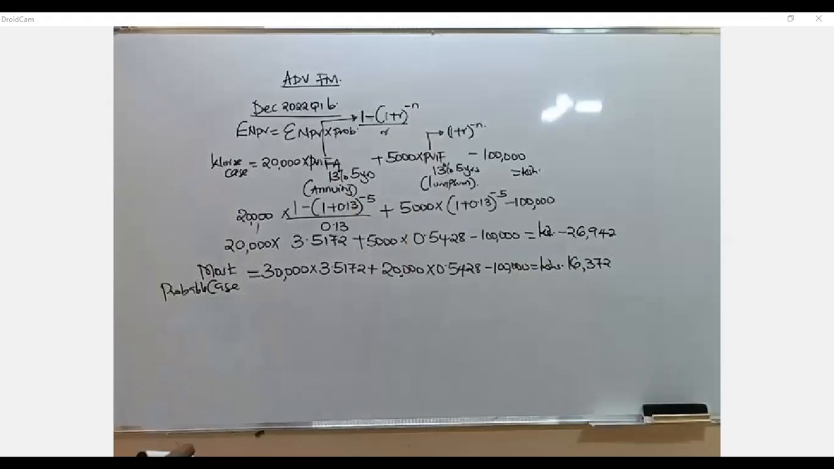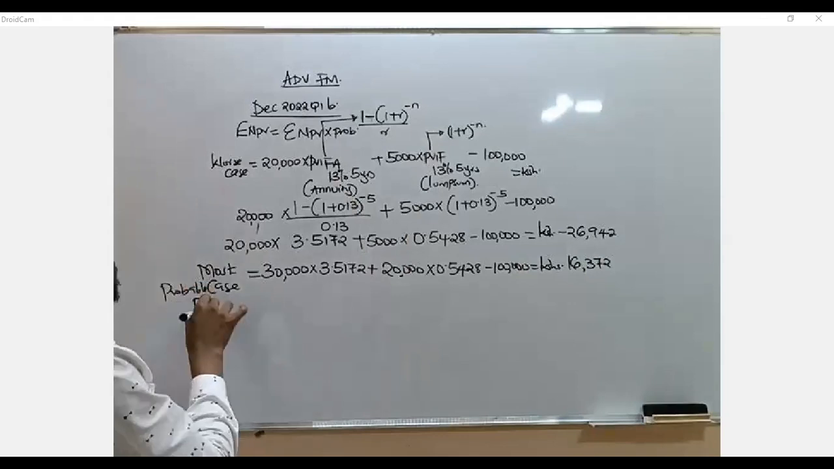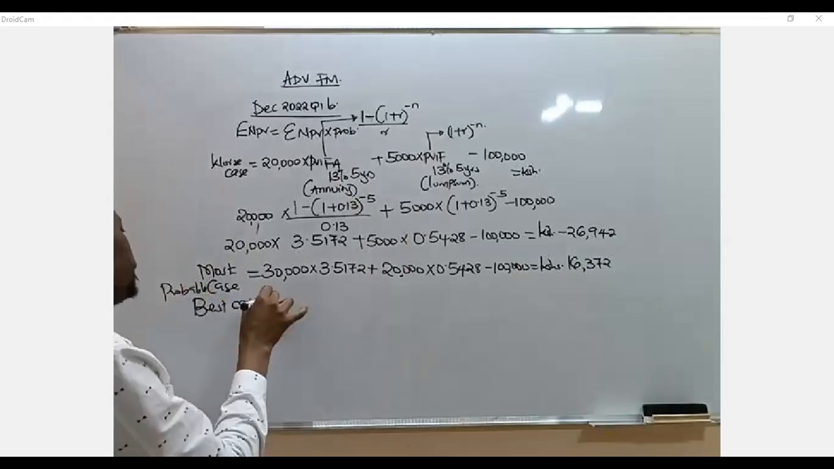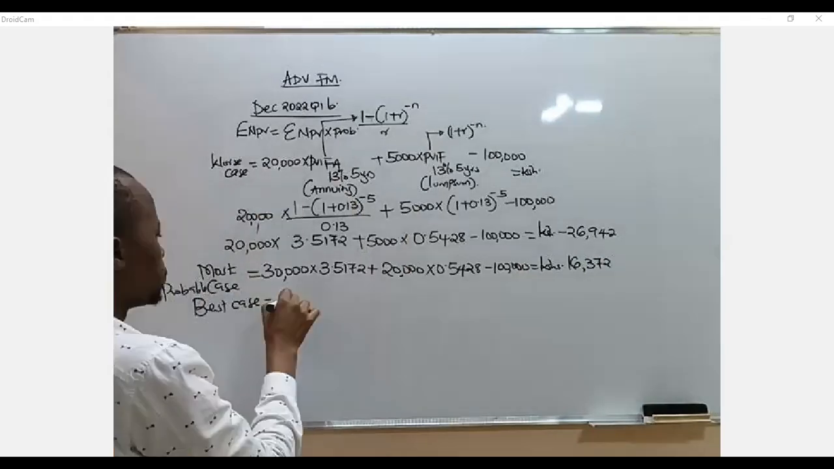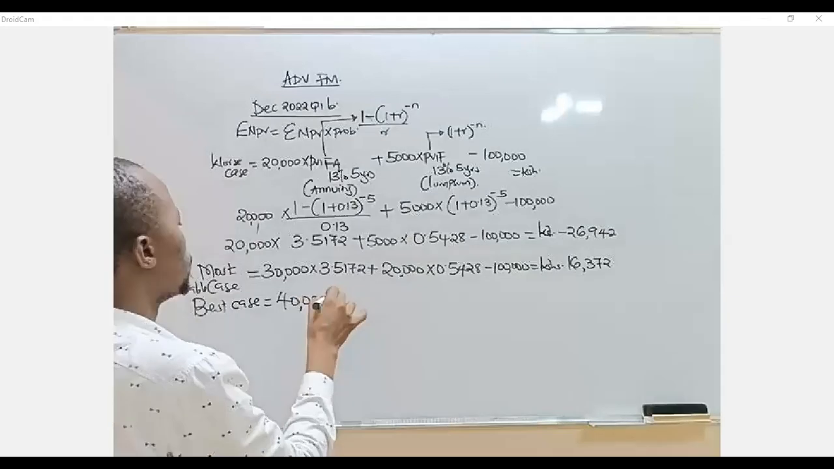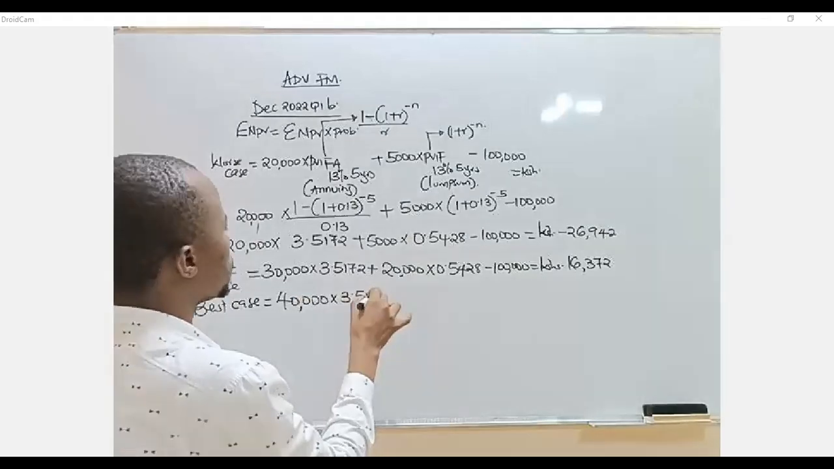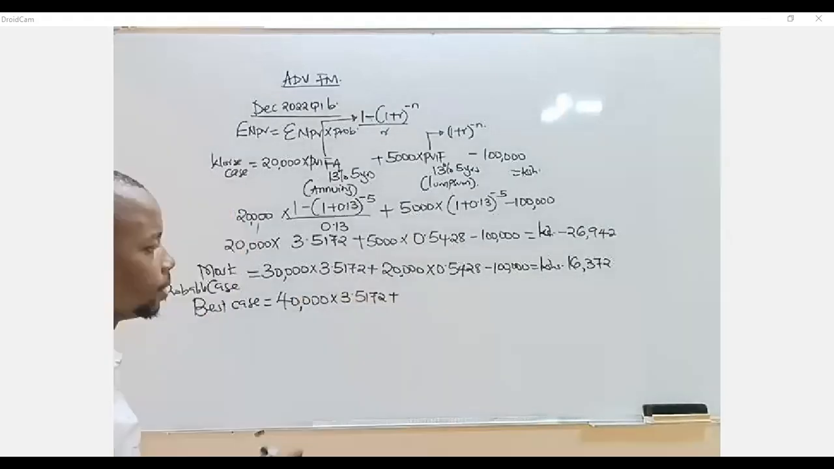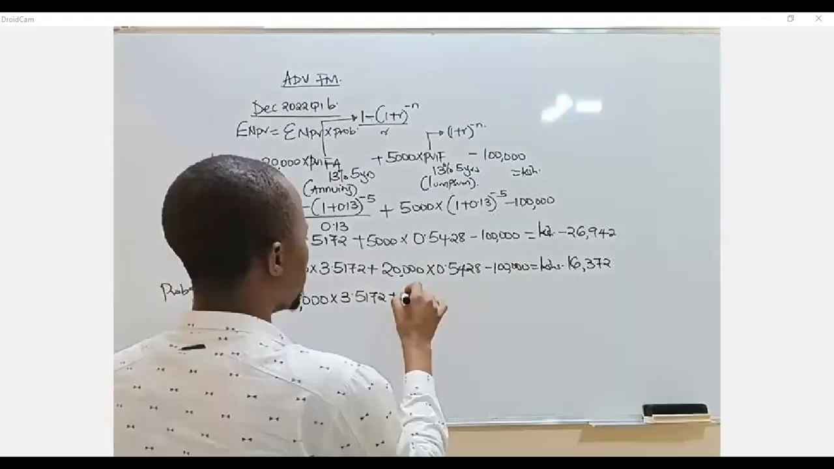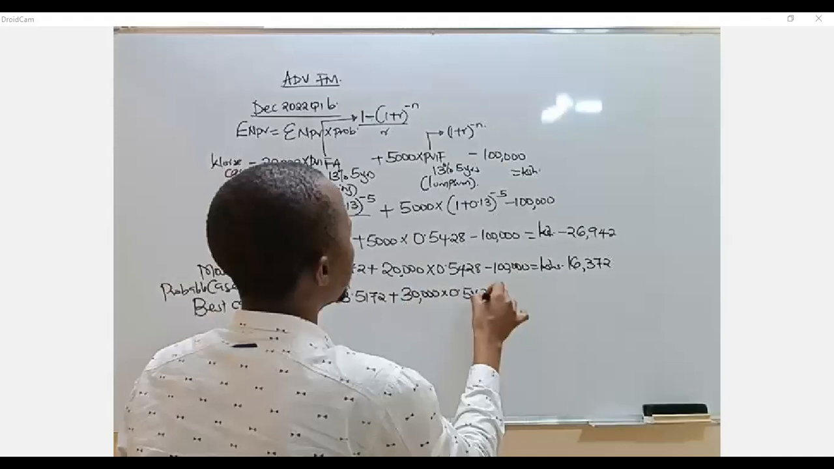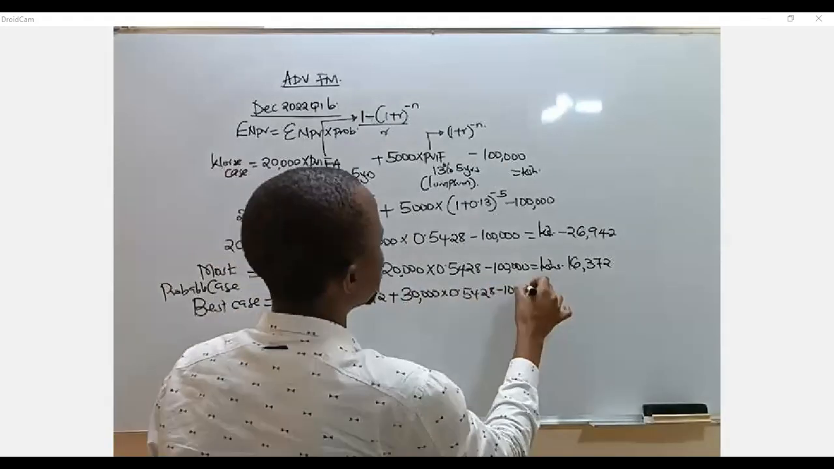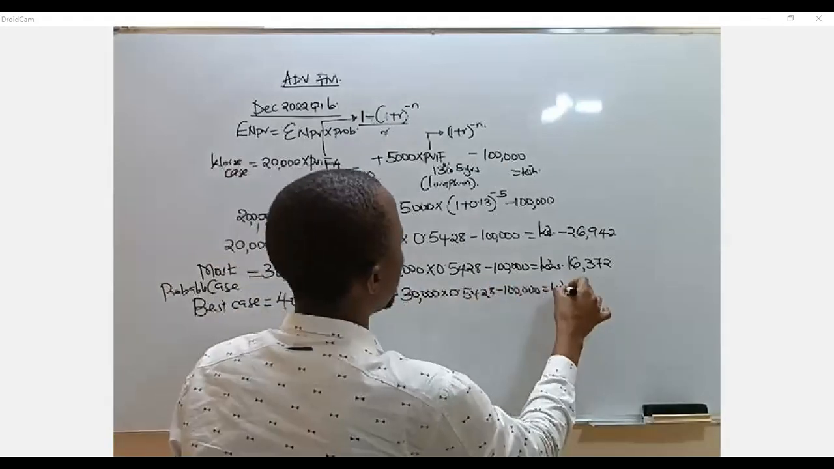We have talked about the best case. The best case scenario. When I look at the annual net cash flows, we are being given 40,000. We multiply by 3.5172 plus the terminal cash flow for the best case, which is 30,000. We multiply by 0.5428 minus 100,000. And how much am I getting there?